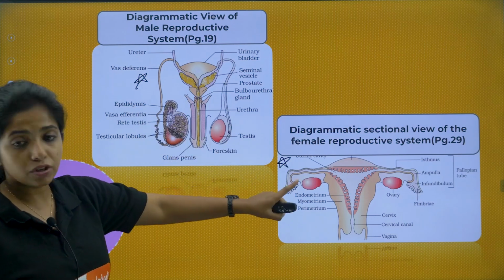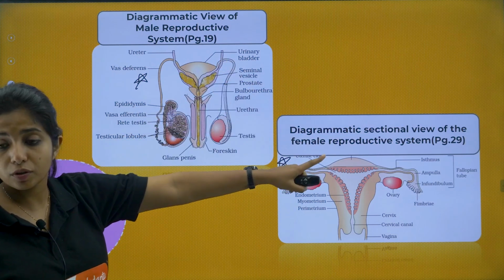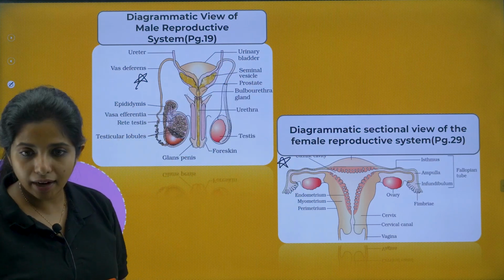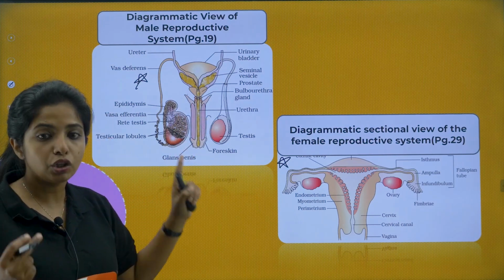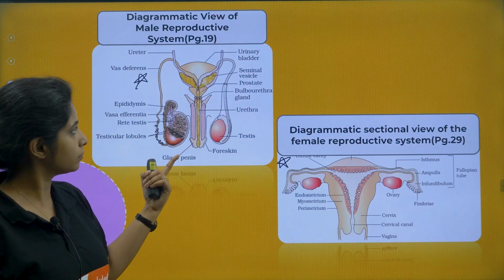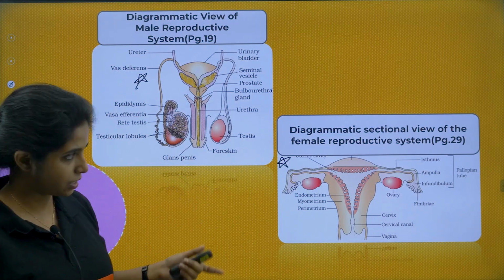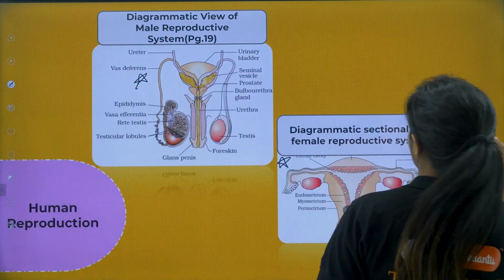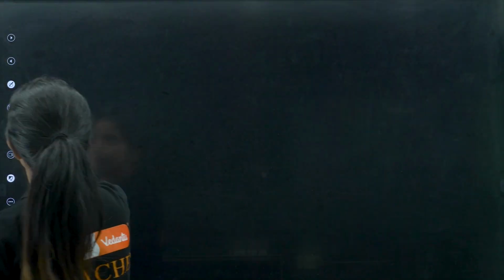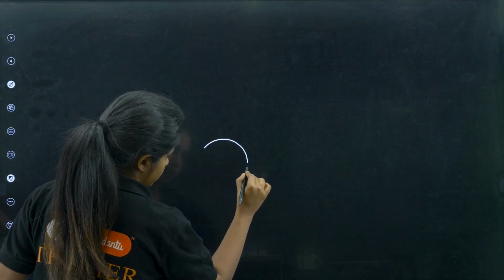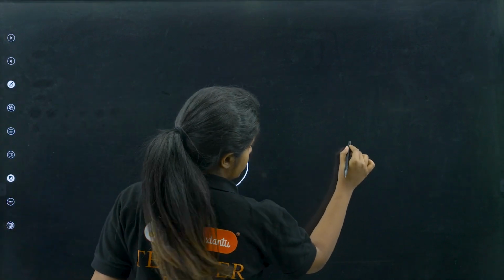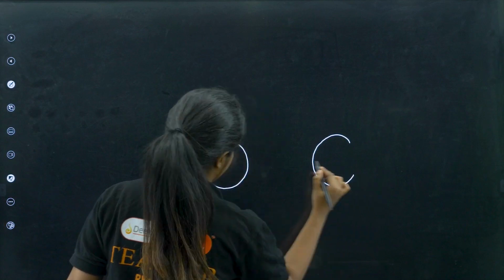So these two structures are really important. Page number 19, page number 29. Mark it right there. Now this structure I am going to make and show it to you so that you remember it for a longer time. So are we ready? Let's draw. First things first, you have the testis. So let's make the testis. One is up over here and one is up over here.